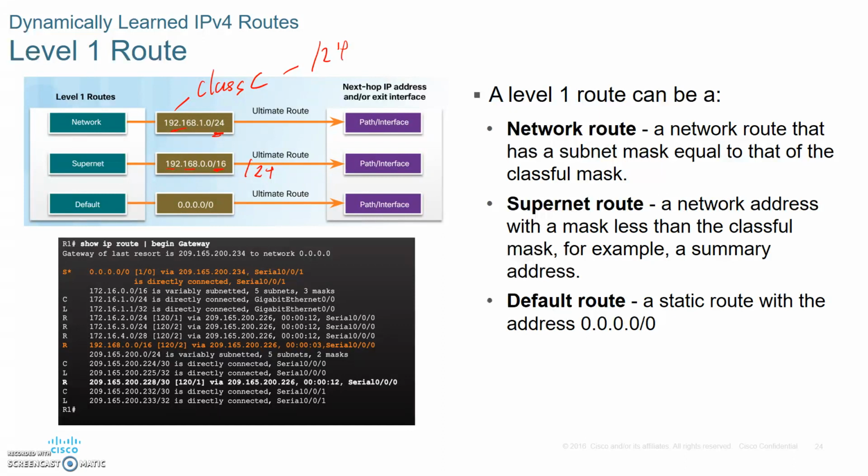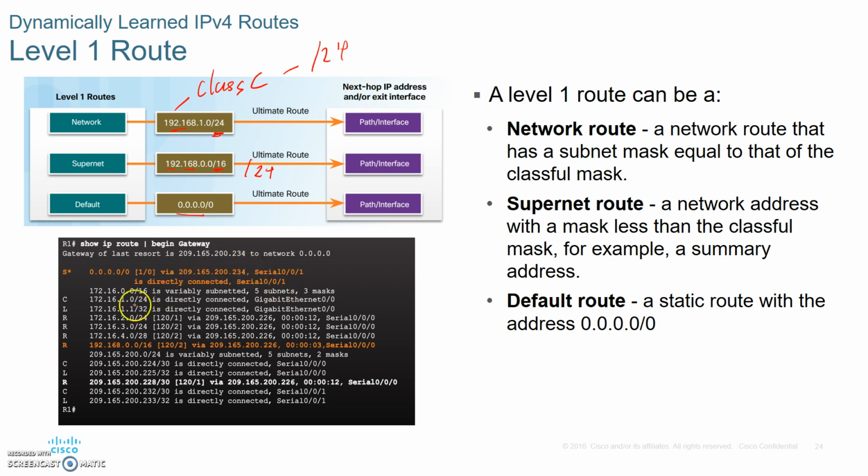The last type of level 1 route is a default route. A default route is a static route with the quad 0. We know that this will be our gateway of last resort. So all these three could be a level 1 route. And if this level 1 route has an exit interface or a next hop IP, then it is called a level 1 ultimate route.